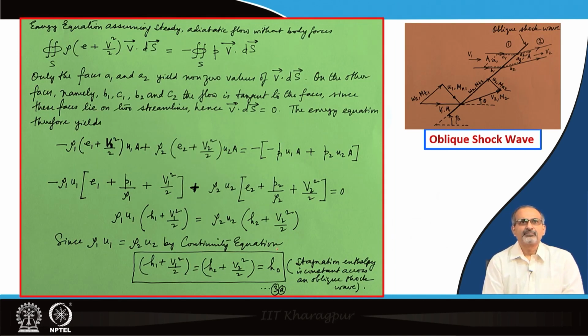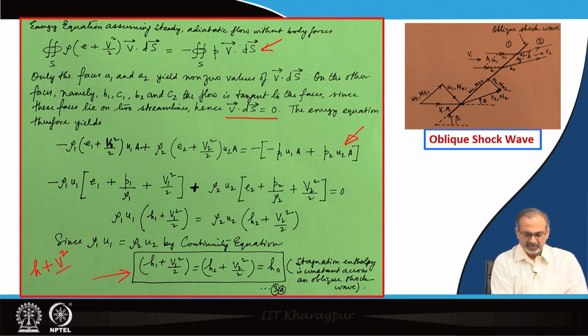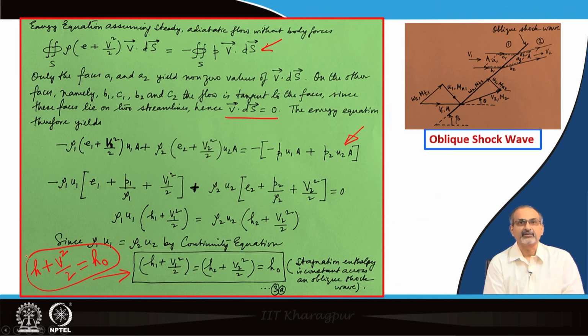Coming to the energy equation, we recall after the simplifications the energy equation looked like this. Even for the normal shock we had discussed the simplifications. Only the faces A1 and A2 would yield non-zero values of the rho V dot ds term. On the other faces B1, C1, B2 and C2, the flow is tangential to the faces. Therefore, V dot ds is 0. The energy equation would therefore end up forming terms of this kind, and finally, it gives you an equation in this form, where h1 plus V1 square by 2 is equal to h2 plus V2 square by 2, which can be called h naught, and this is what is conserved across the shock.